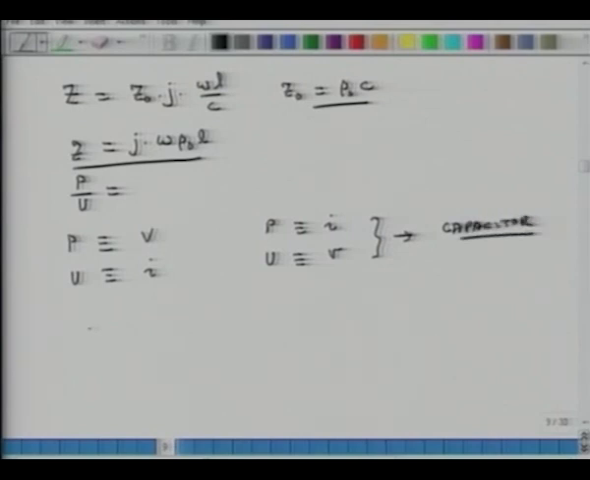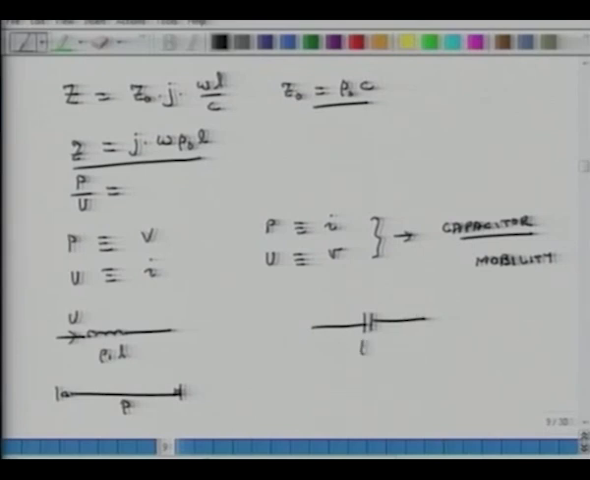So here my thing looks like I have an inductor here of value rho naught L, voltage across the inductor is P, and the current flowing through is U. And in mobility equivalence, I have a small closed tube behaving like a capacitor, rho naught L, voltage across it is Q, and the pressure is.